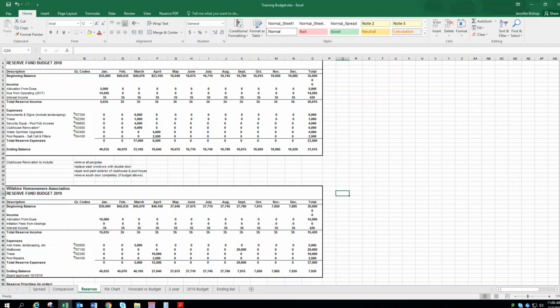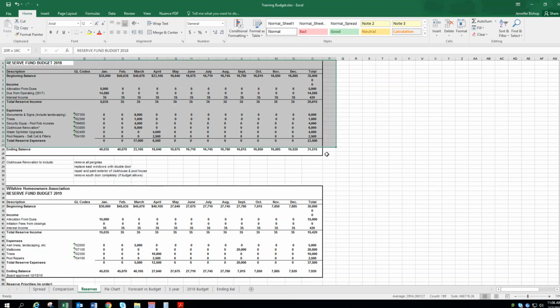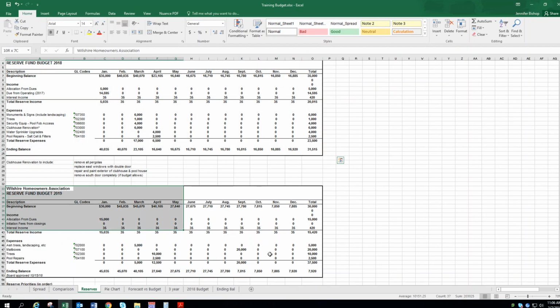Now we are going to look at the reserve budget. If you've had this property for multiple years, you may have prior years' budgets. On this one, we see that we have the 2018 reserve budget, and we've started our 2019 reserve budget. The reserve line items should come from the reserve study that you have prepared for your property.